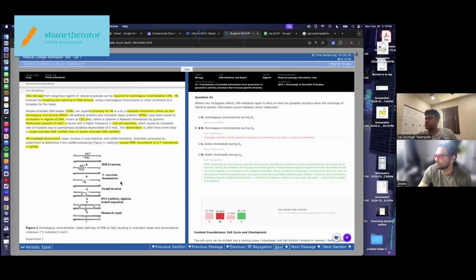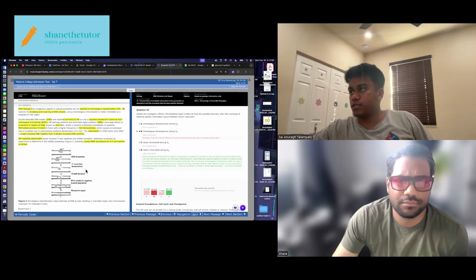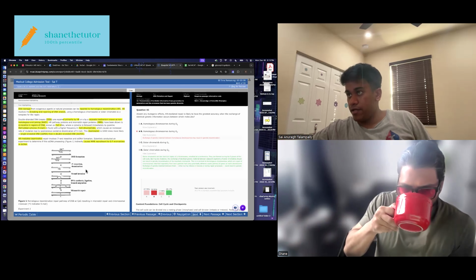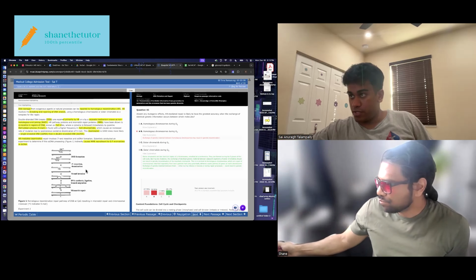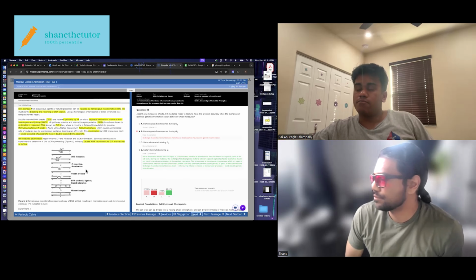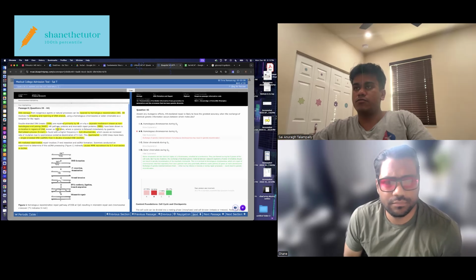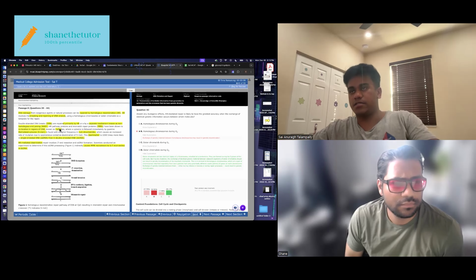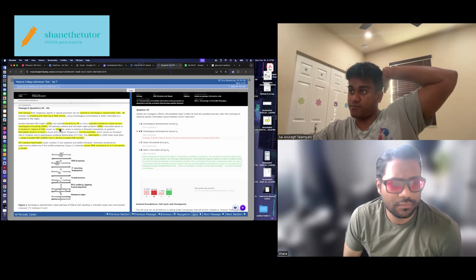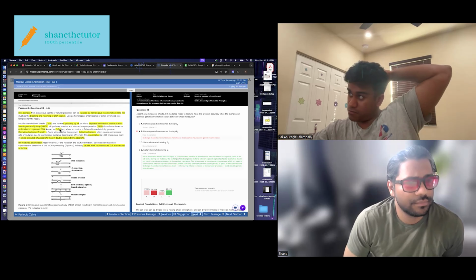I think we have two more questions. Absent any mutagenic effects, HR-mediated repair is likely to have the greatest accuracy when the exchange of identical genetic information occurs between which molecules? I saw it said homologous recombination, so I was maybe thinking somewhere in meiosis. I couldn't find anything in meiosis. I didn't really know what was going on here.